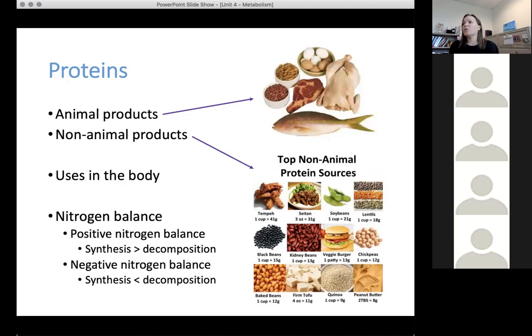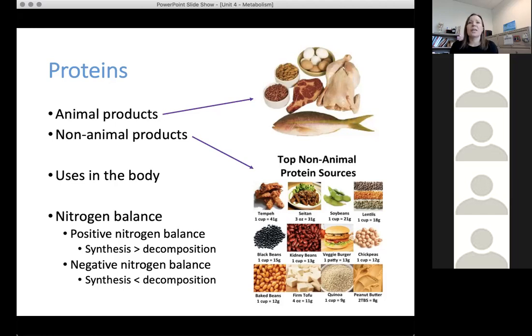Non-animal products include things like legumes, which are beans, nuts, and cereals. They provide a lower quality protein. So that just means they don't contain quite as many different amino acids. For uses in the body, proteins also perform a lot of different things. They provide structural materials. So think about things like collagen. Collagen is found in a lot of different connective tissues. It's in hair, it's in skin. Keratin is another one that's found in skin, hair, nails. And another example is the proteins found in your muscles, actin, myosin.